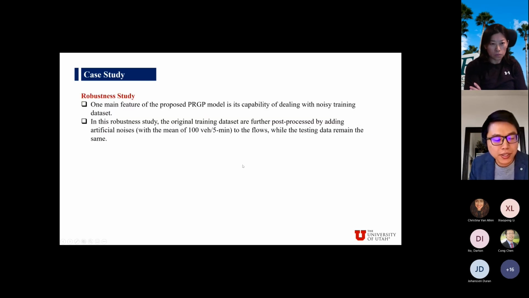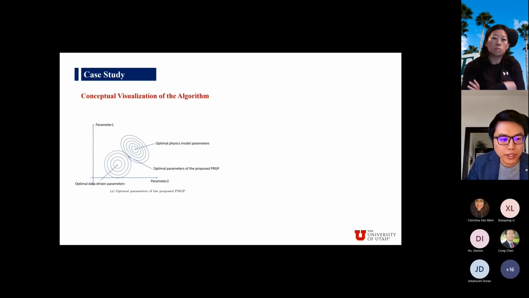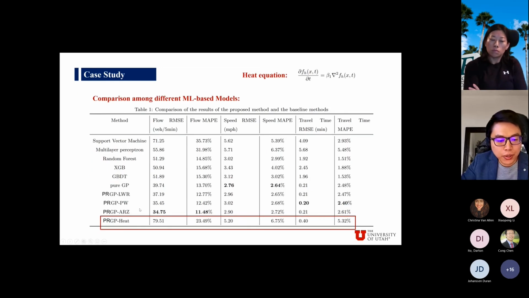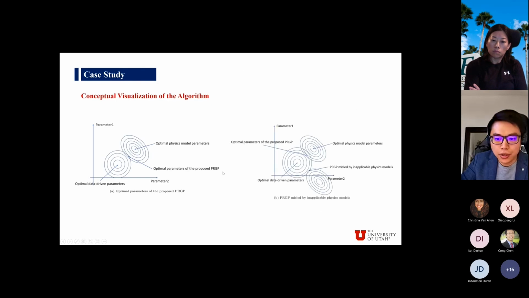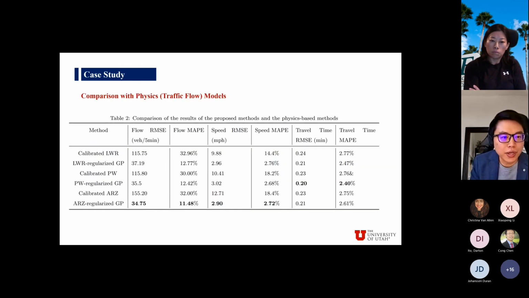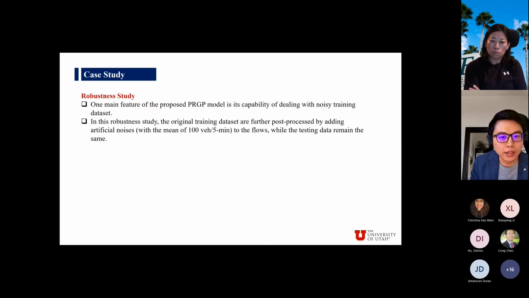And in this robustness study, we're trying to answer the question we mentioned earlier. With the performance over here, even though the PRGP can be better than the pure Gaussian process, the difference is still very minimal. That gives a concern about the need for the PRGP, because if you're spending 30 minutes to train the Gaussian process, you probably spend 3 or 4 hours to train the PRGP. So the training time has significantly increased for the PRGP compared to the GP.